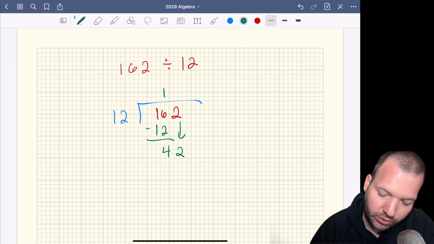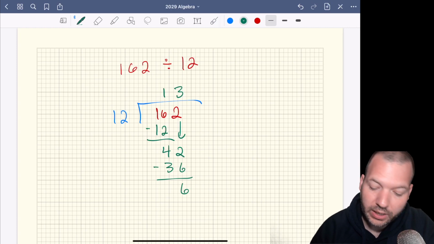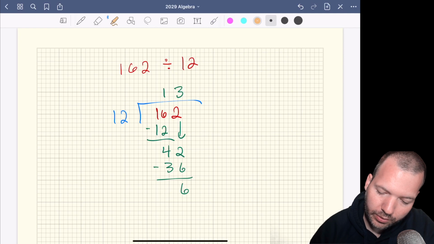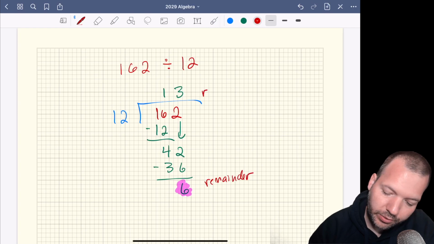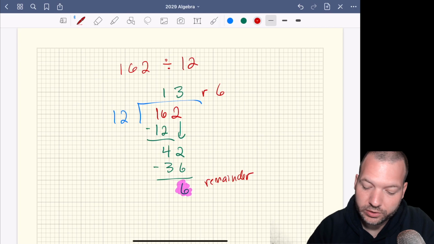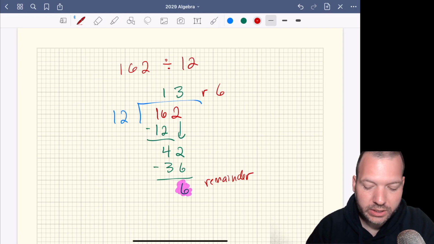4, bring down the 2. 12 goes into 42 3 times. 3 times 12, 36. But this time, something is left behind, right? This one has a, wait, what color did I do remainder in? This one has a remainder of 6. So there were several ways we used to deal with this. When we very first learned how to do long division, we just said R6. So 12 goes into 162 13 times, leaving 6.